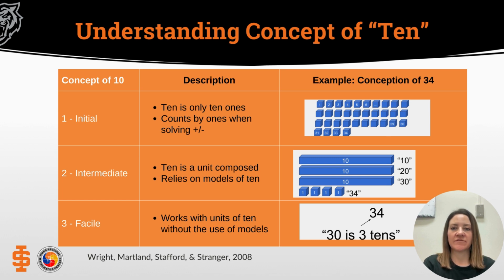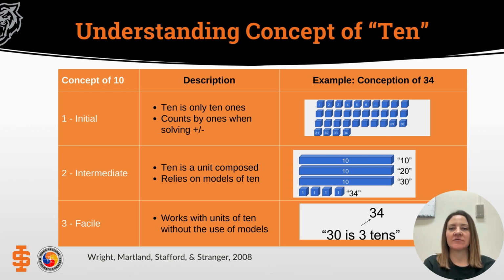In the first level, the initial concept of 10, a student does not see 10 as its own unit. There's no sense of grouping by a 10. 10 objects are 10 individual units of 1. For example, the number 34 means 34 ones, and the students do not separate the quantity into place value groups.